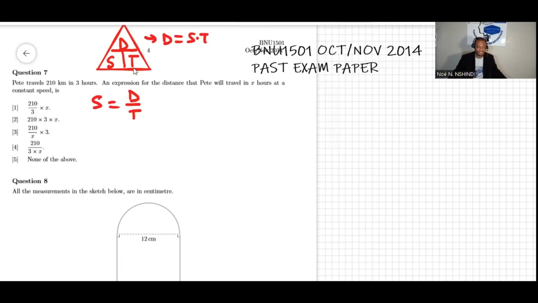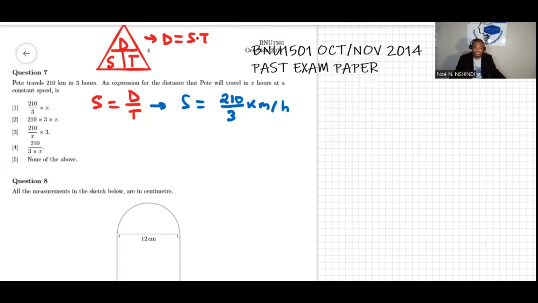Now, this will imply that S here will be the distance, 210, over the time, 3, so the speed will be equal to, okay, it makes 70, but I don't see any 70 among the alternatives, so I prefer to keep it like that. It's 210 over 3 kilometers per hour. That's the constant speed.